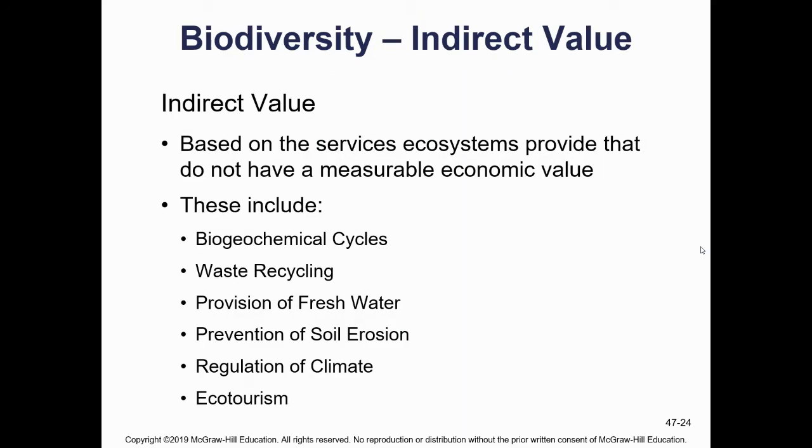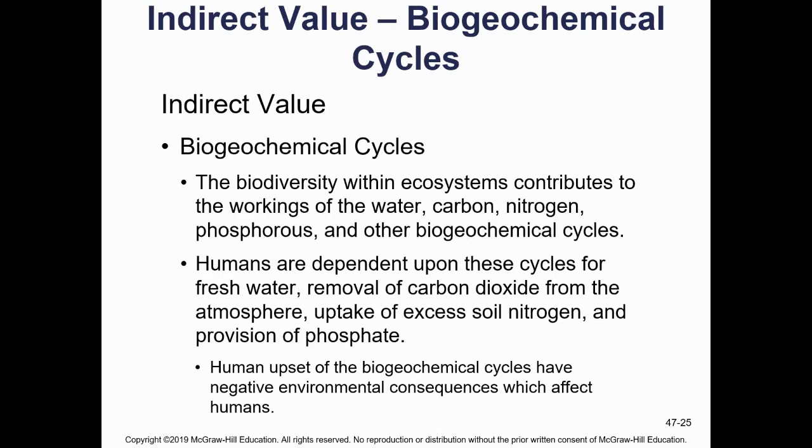We also have indirect value from biodiversity. These are ecosystem services, things that we can engineer our way through a lot of these, but it becomes very, very costly and can be cost prohibitive in most places. So some of these indirect values are biogeochemical cycles, waste recycling, provision of fresh water, prevention of soil erosion, climate regulation, and ecotourism.